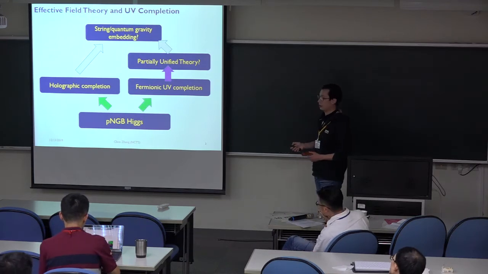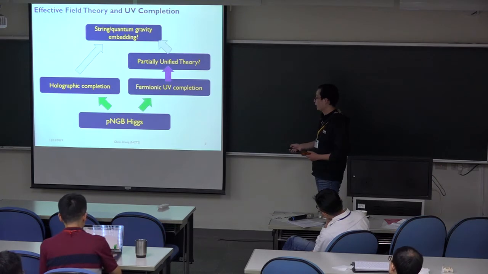And another choice of completion of the PNGB Higgs Lagrangian is called fermionic UV completion.